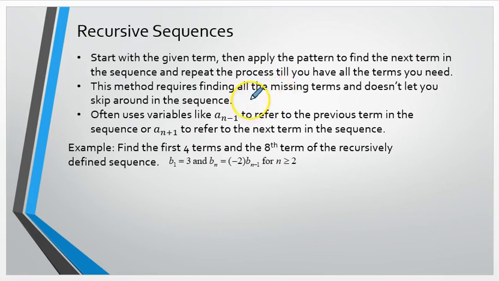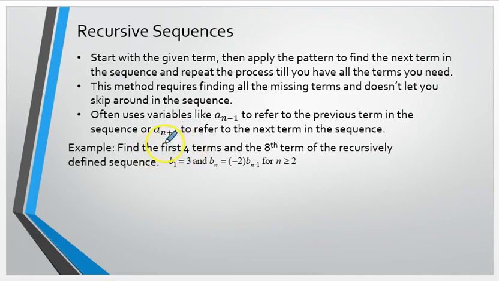One of the things to make it easy to recognize a recursive sequence is it uses variables like a sub n minus 1, which will refer to the previous term in the sequence. Because if a sub n is the current term you're looking at, like the 10th term, then a sub n minus 1 would be the one right before it, the 9th term. Or they might use something like a sub n plus 1. And so kind of the same idea, if a sub n is the 10th term, then a sub n plus 1 would be the 11th term. So it's showing you how to find the next term in the sequence either way.